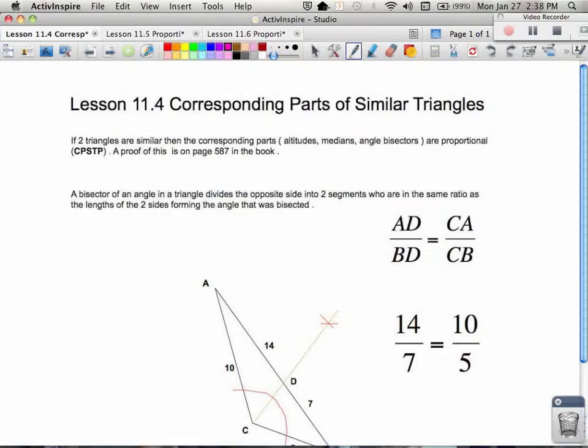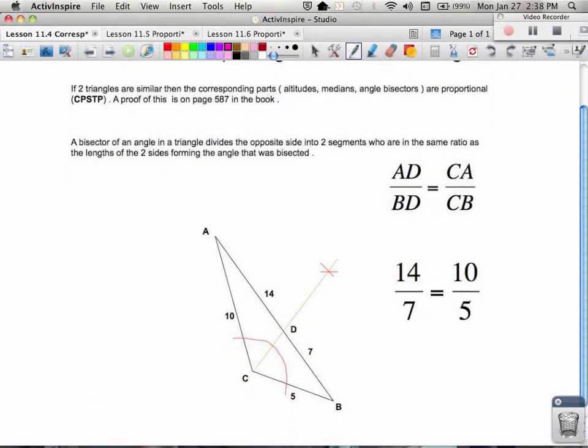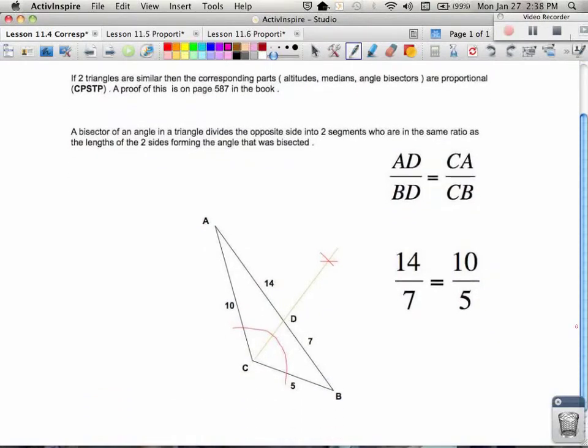If you want to see a proof, you could look at about page 587 in your book. And we label this as CPSTP. So, for example, if we look here, we have something called a bisector of an angle in our triangle, and it's dividing up our side into two segments that are in the same ratio as the lengths of the two sides forming the angle that was bisected.